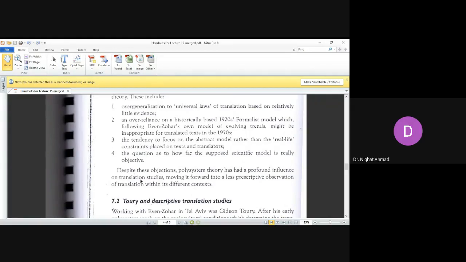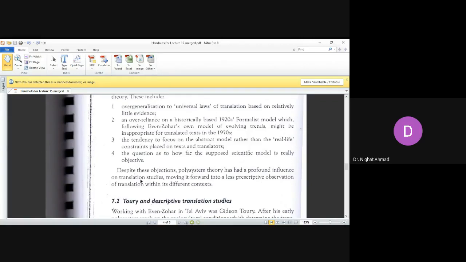In spite of these three objections given by Gentzler, overall we say that polysystem theory was no doubt an important theory. It had a profound impact on translation studies, and it moved forward into a less prescriptive observation of translation within different contexts. Whatever objections there were, we still have to agree that it was a profound theory with a profound influence on translation studies.